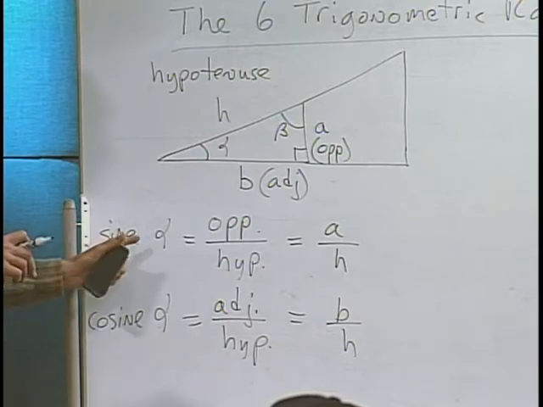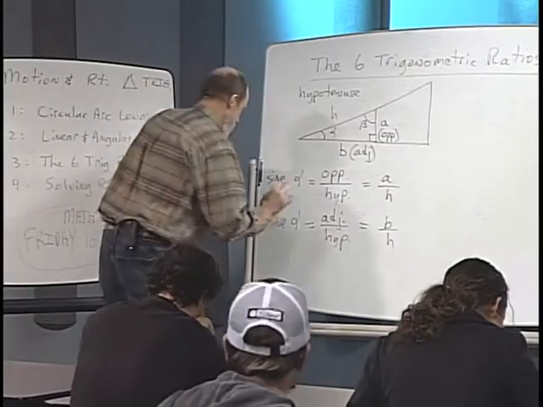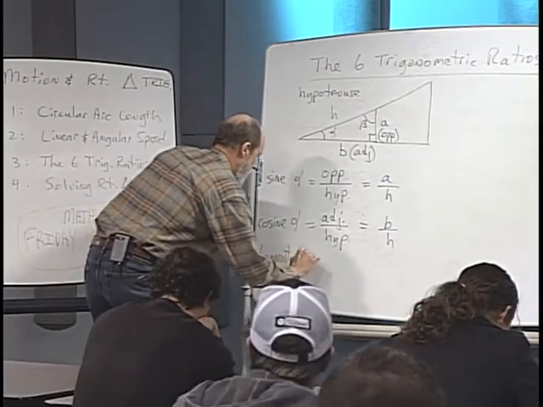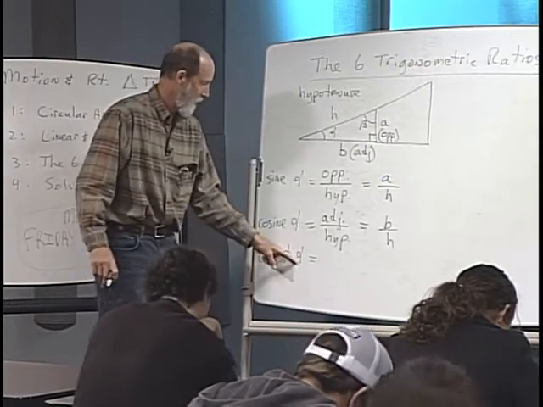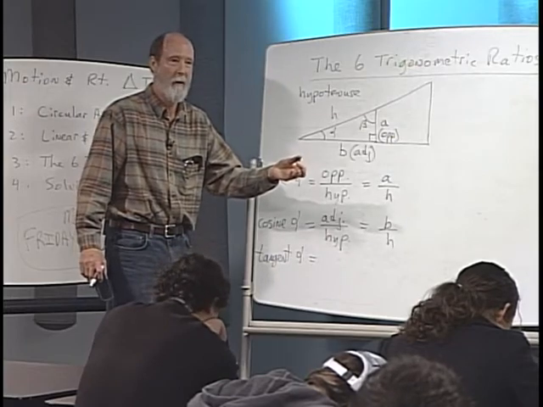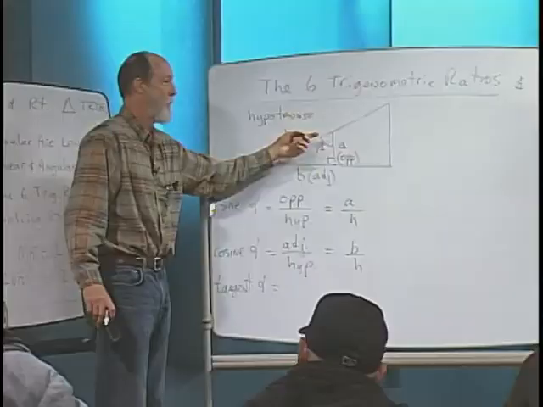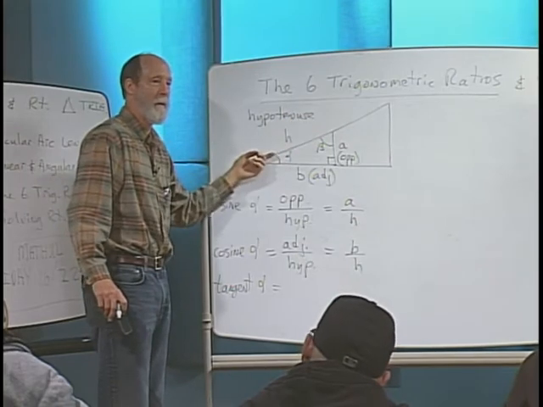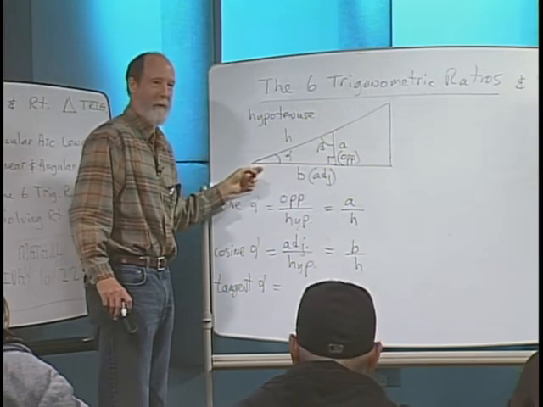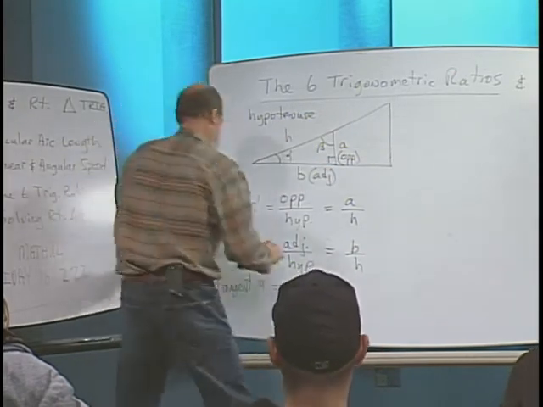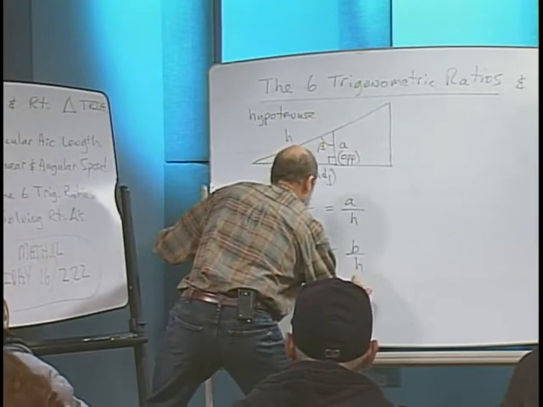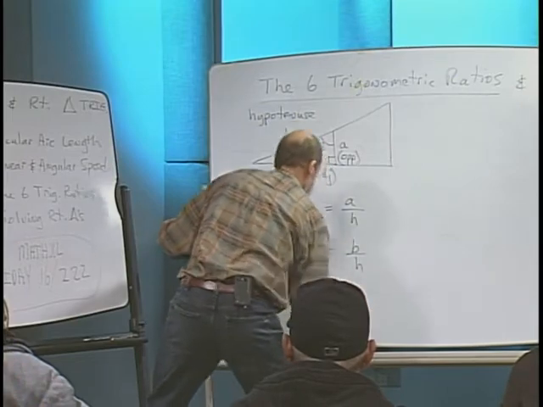Now there's actually 6 ratios. The third important one is called the tangent, and we'll stick with angle alpha for a moment. What tangent of angle alpha is, is something very familiar to you from your beginning algebra background. It's the slope of this hypotenuse line. The slope of the hypotenuse line is going to be opposite over adjacent, isn't it? Rise over run. Opposite over adjacent, or A divided by B.